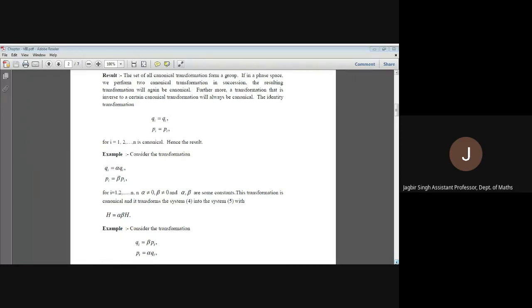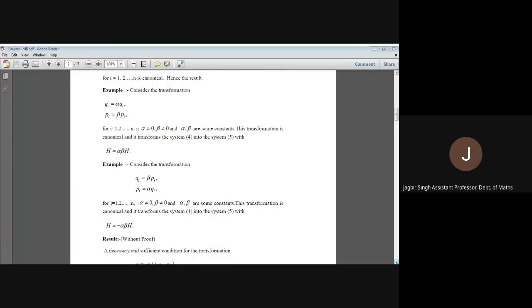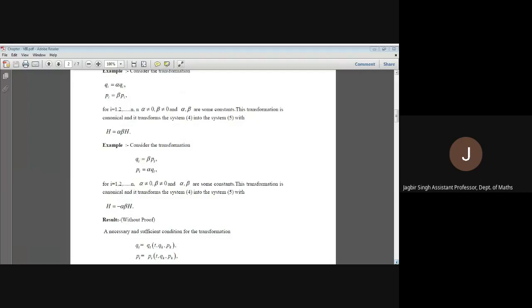Okay. The next one. In this, q̃i is taken to be beta pi, and p̃i is taken to be alpha qi. And then H̃, the new Hamiltonian function, is minus alpha beta H. This is also a canonical transformation. You can try it using the simplest approach that we have discussed in the previous example.